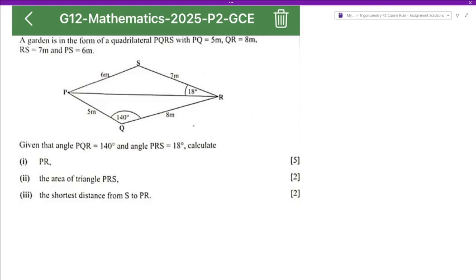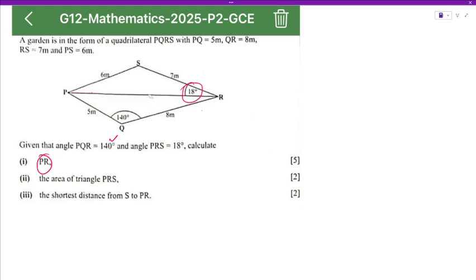We'll now proceed to the next question. Okay, the most interesting question which a lot of people cried about last year, the GCE candidates. A garden is in the form of a quadrilateral PQRS with PQ 5 meters, QR 8 meters, RS 7 meters, and PS 6 meters. Okay, so they're basically just describing the shape you're seeing. And now the question says, given that angle PQR is 140 degrees, this angle here, and angle PRS is 18, calculate PR. What are they asking us to find? They're asking us to find this distance here, right here.